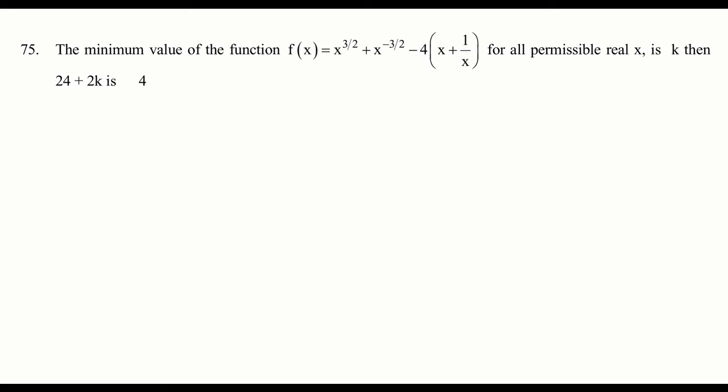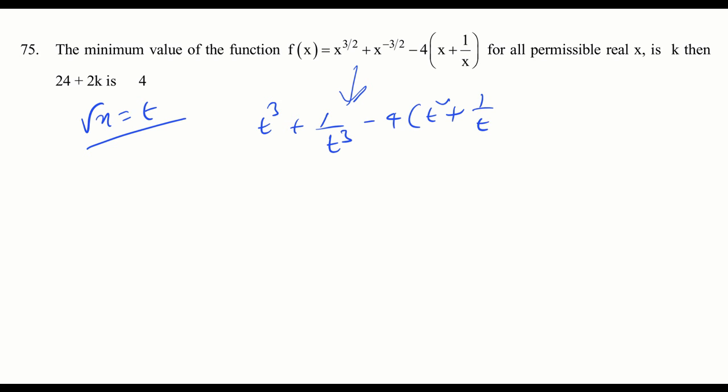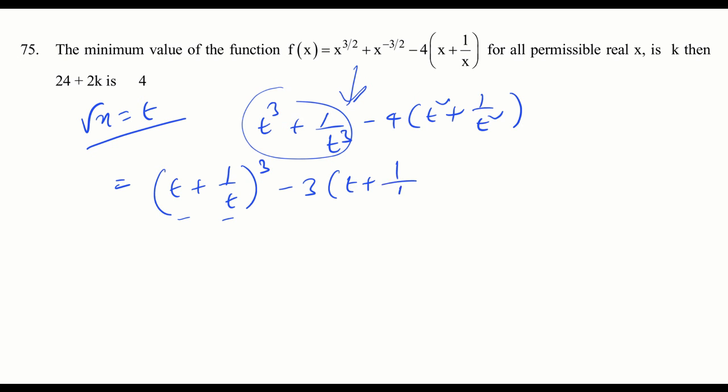See, this problem is a little tricky. One way of doing things is like this. I'll put root x is equal to t, and then this expression will transform into t³ + 1/t³ − 4 times (t² + 1/t²). Now what I do is, this one I'll write as a³ + b³. Here I can write (a + b)³ − 3ab, that will be times (a + b), right?